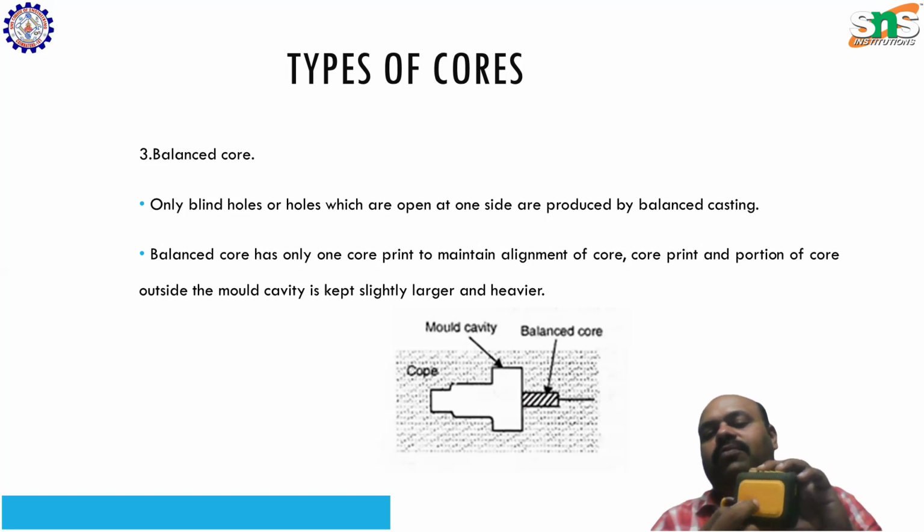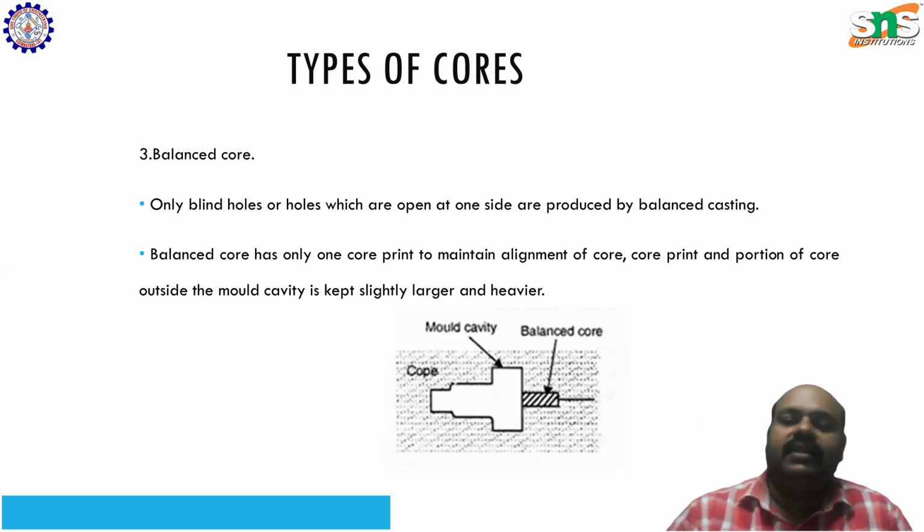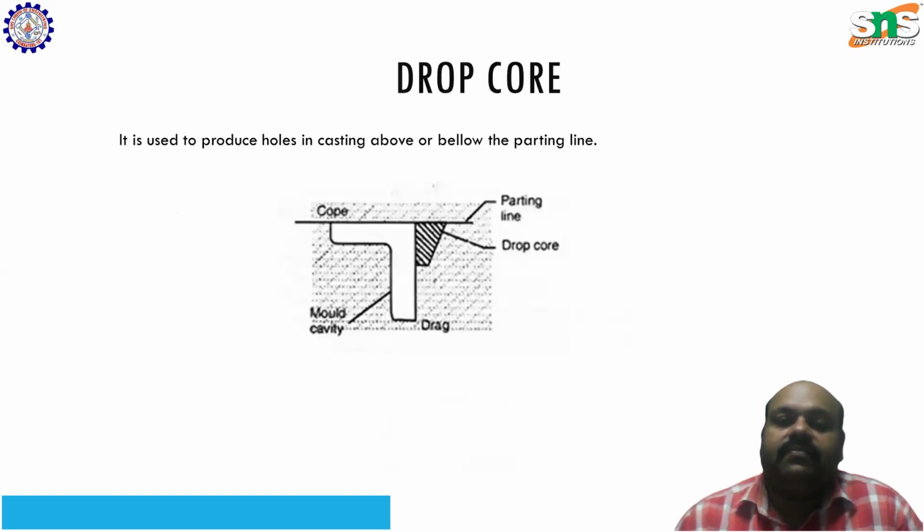So in the mold box itself, we are going to prepare a balanced core. Only blind holes or holes which are open at one side are produced by this kind of core. And after that, we have to go for threading and assemble this part with the Allen screw, right? There is no nut or something like that on the other end. So balanced core has only one core print. To maintain alignment of the core, the portion of the core outside the mold cavity is kept slightly larger and heavier.